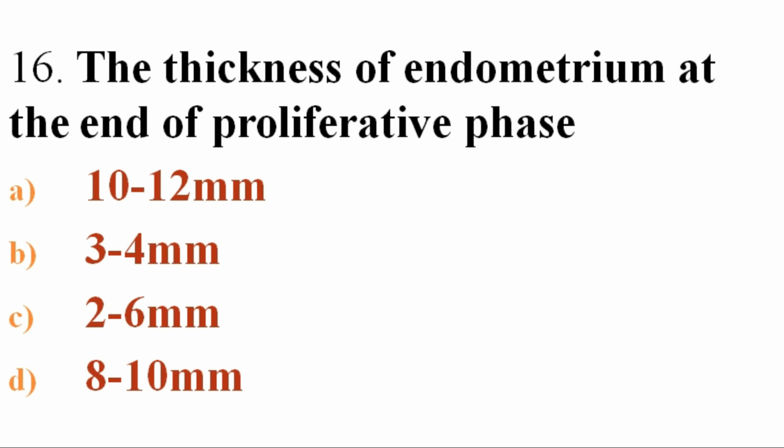Next question. The thickness of endometrium at the end of proliferative phase. Options: A. 10 to 12 mm, B. 3 to 4 mm, C. 2 to 6 mm, D. 8 to 10 mm. Answer is B. 3 to 4 mm. The thickness of endometrium at the end of proliferative phase is 3 to 4 millimeter.